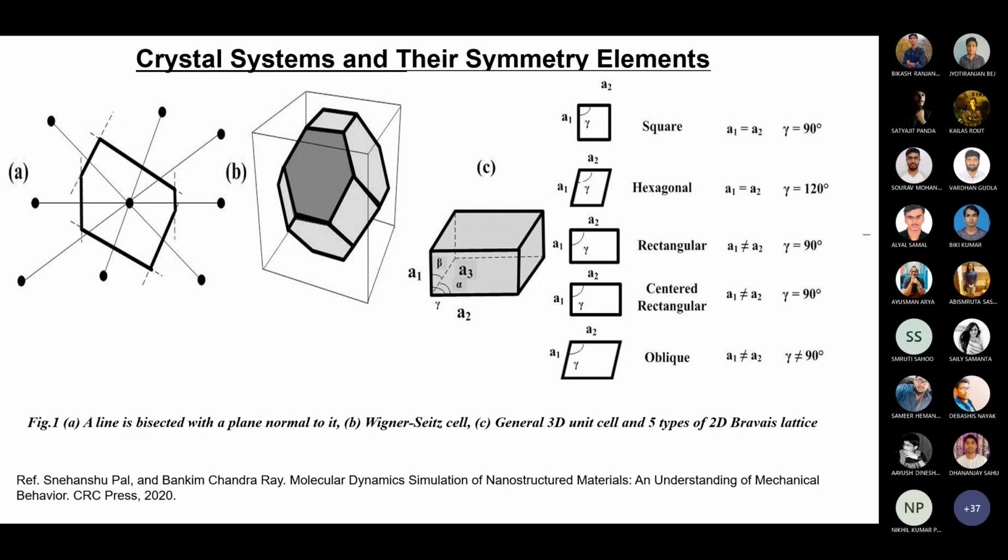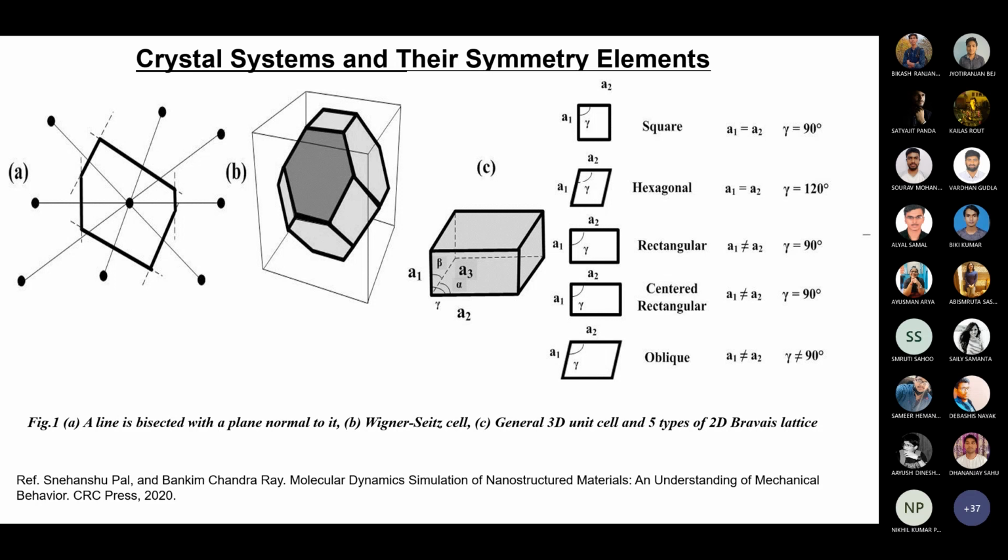There should be a basis vector, certain vectors in the three directions a1, a2, a3, and another thing is that they should translate and give a proper construction of a particular crystalline solid. So if you look at it in a different way, you can see in figure 1c a general three-dimensional unit cell, and 5 types of two-dimensional Bravais lattice are given on the right hand side of the slide.